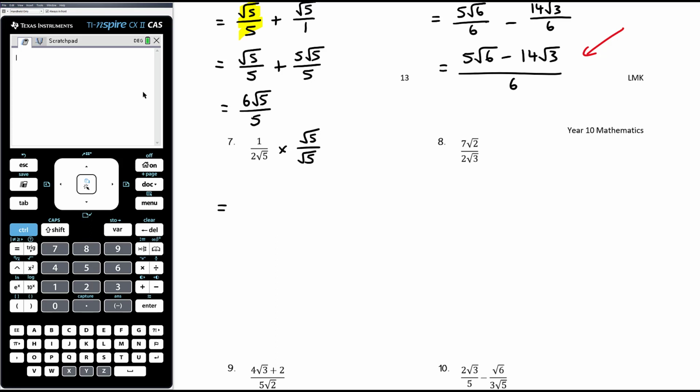So the numerator is 1 times root 5, which is root 5. The denominator is 2 times root 5 times root 5, so that's 2 times 5. And so we get root 5 over 10 is our rational denominator.